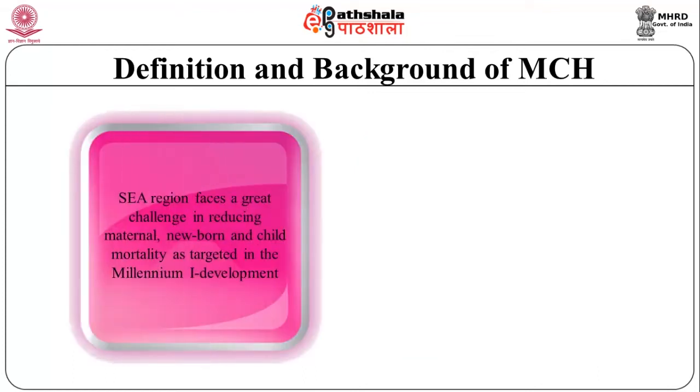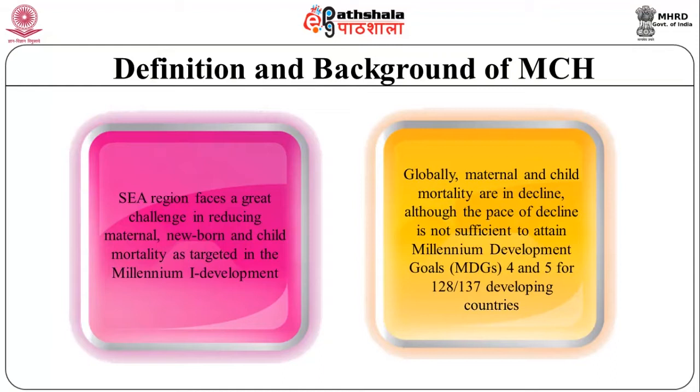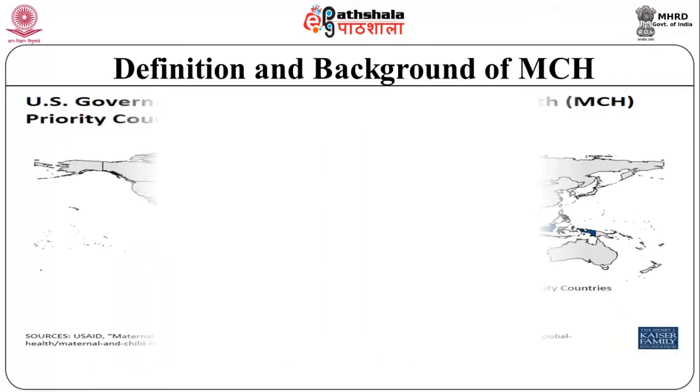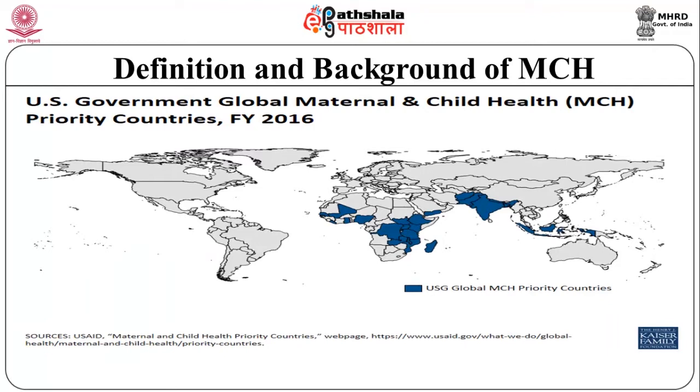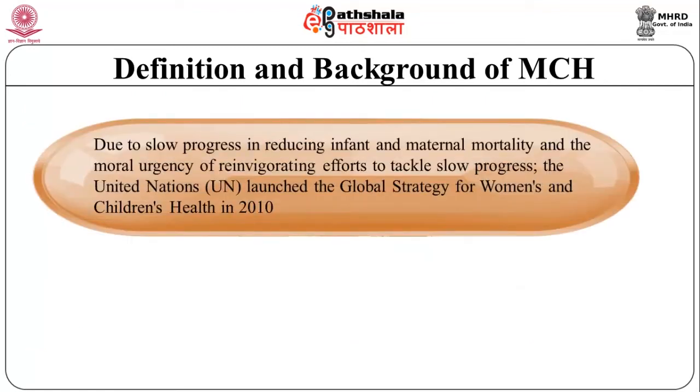Thus, the SEA region faces a great challenge in reducing maternal, newborn and child mortality as integrated in the Millennium Development Goals. Globally, maternal and child mortality are in decline, although the pace of decline is not sufficient to attain Millennium Development Goals 4 and 5 for 128 of 137 developing countries. Now this figure shows the global maternal and child health (MCH) priority countries developed by the US government.